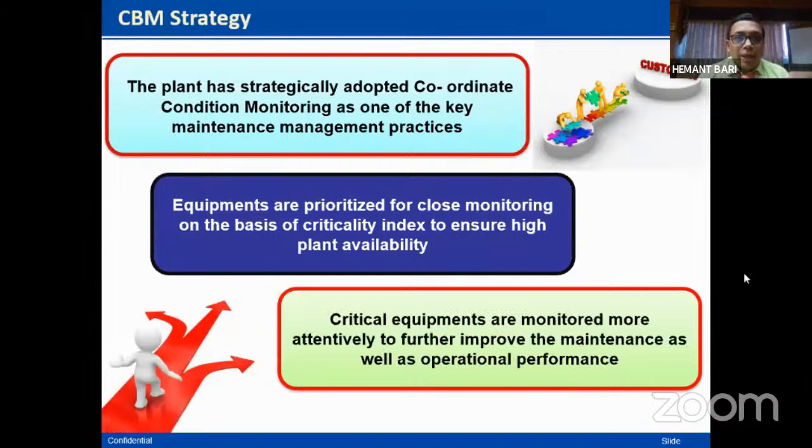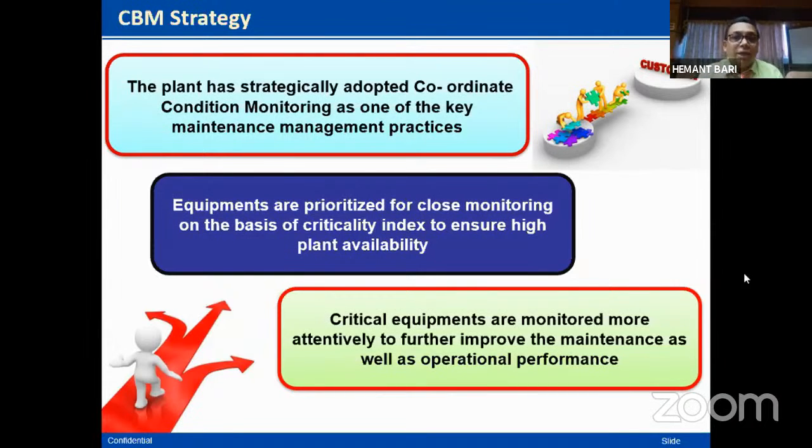Now, at our plant, coordinated condition monitoring is a key maintenance management practice we have adopted. Means what कि हम एक ही टेक्निक का डेटा पे रिलाय नहीं करते. We collect the maximum data, whatever we can collect from our machine. If from a particular machine we can collect the vibration, we will take. Oil analysis, we will go for that. Noise analysis, we will collect the data. Ultrasonic, we will collect the data, and any deviation in any parameter, we will look for that.